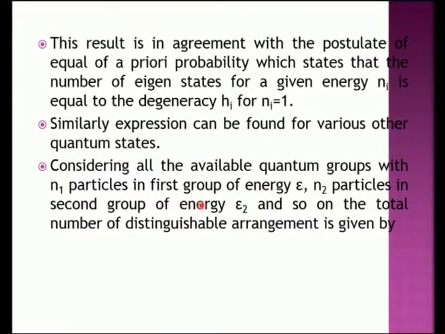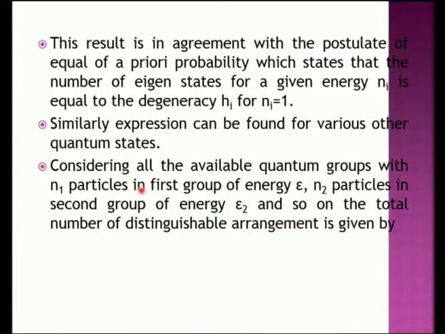This is the number of ways in which Ni particles are distributed among Gi sublevels of the ith quantum group. Like that, you can find different equations for each quantum group. This result is in agreement with the postulate of equal a priori probability, which states that the number of eigenstates for a given energy Ni is equal to the degeneracy Gi for Ni equal to 1. So, a similar expression can be found for various other quantum states.